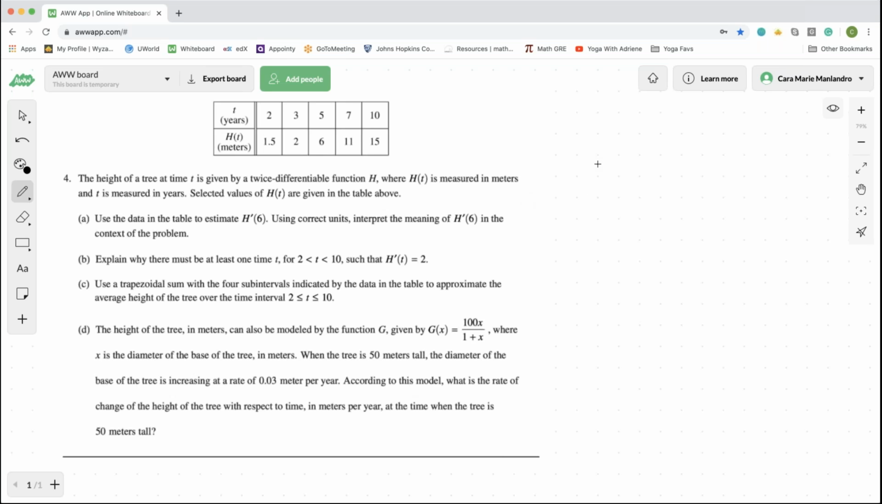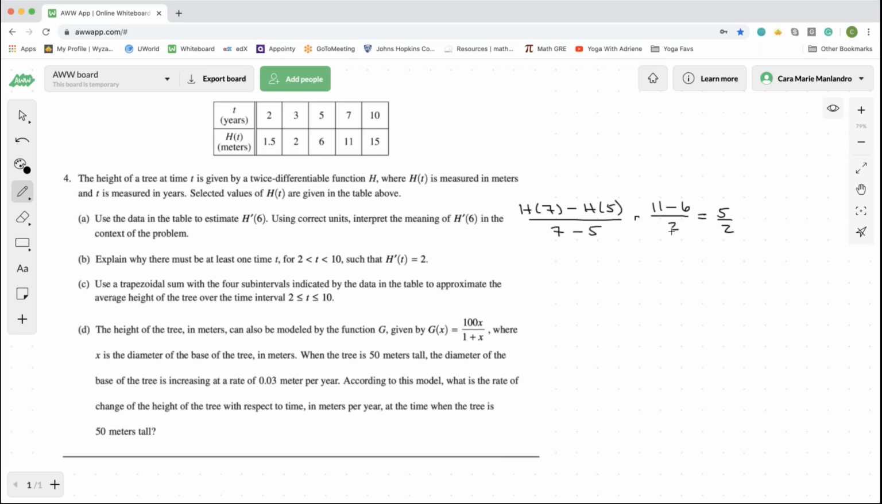So we can use the data, set up a slope. Great. So we're going to do h of 7 minus h of 5 over 7 minus 5. All right, and I chose 7 and 5 because 6 is right smack in the middle. Okay, so we get 11 minus 6 over 2, which is 5/2.